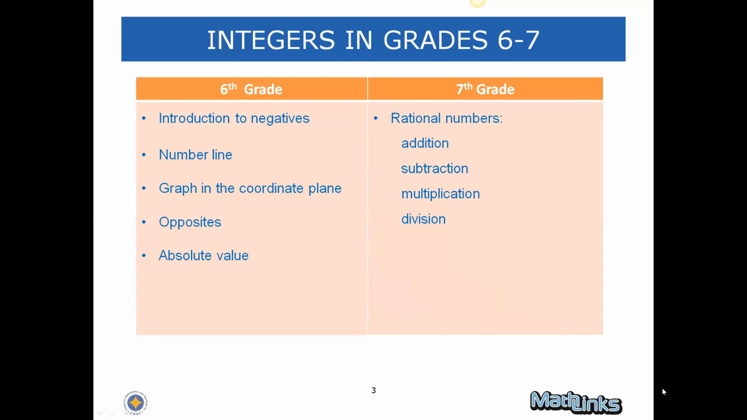According to Common Core, students study rational number concepts in 6th grade and rational number operations in 7th grade. In this module, we focus only on integers as we lay a solid foundation for concepts and operations.